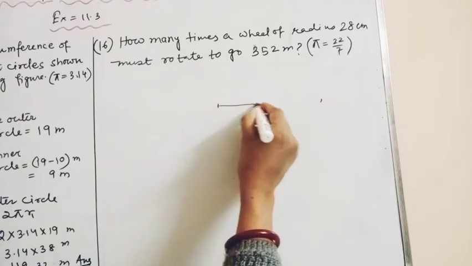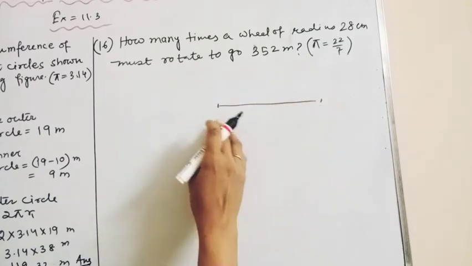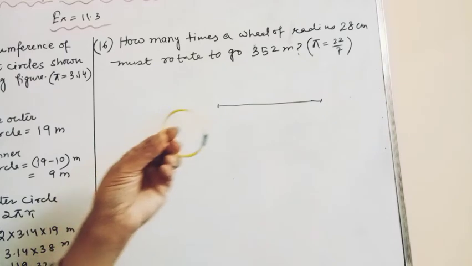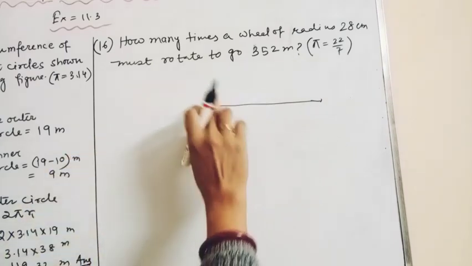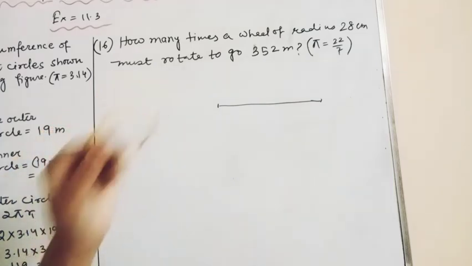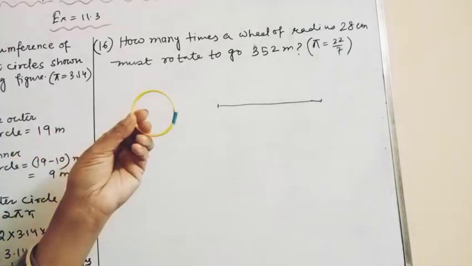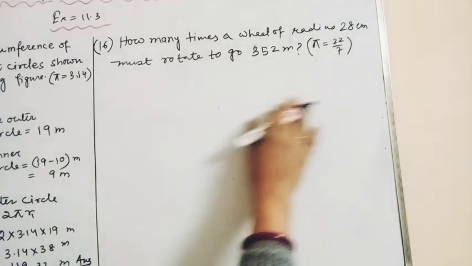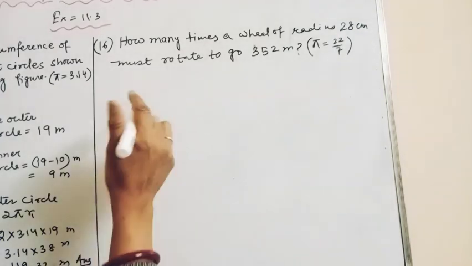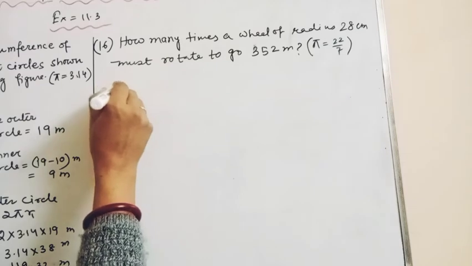That means the distance covered by the wheel in one rotation is one circumference. In one rotation, it will complete one length of the circumference in one time. So I will use this concept here. Now, the solution of this sum.